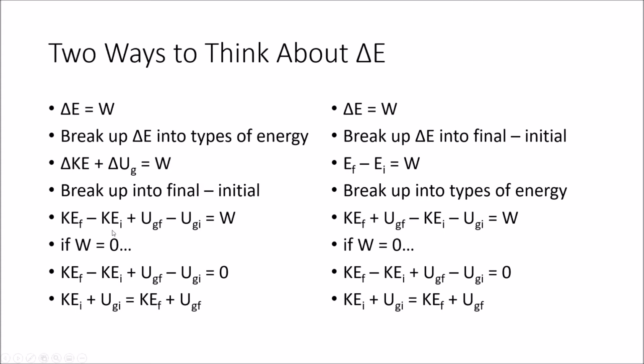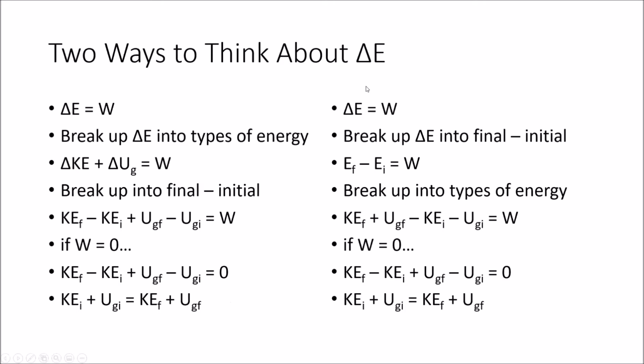So if the work from outside is 0, we can set W equal to 0, and then do a little bit of algebra on it, and you put all the initials on one side, all the finals on the other side. You've got initial kinetic plus initial gravitational potential is equal to kinetic final plus gravitational potential final.